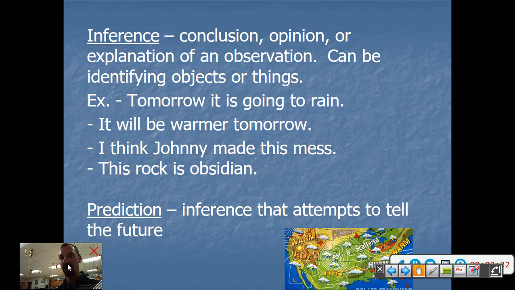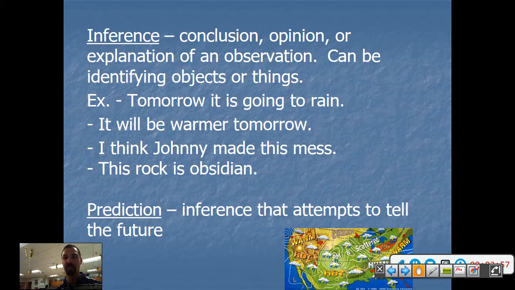After observations are made, we then make inferences in our mind. Inferences are conclusions, opinions, or explanations of observations. They can be identifying objects, in the case of rock identification, or types of clouds. Also, they can be predictions, which I'll get to in a moment.